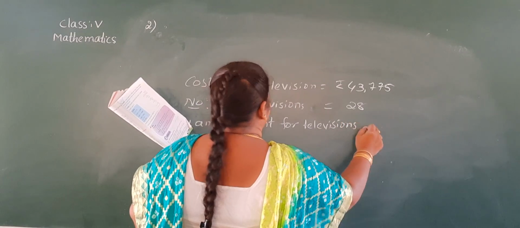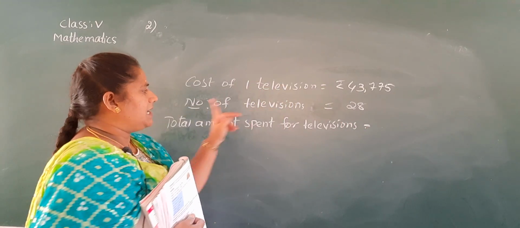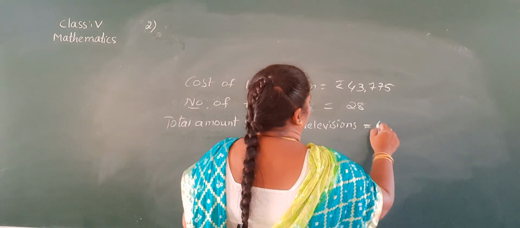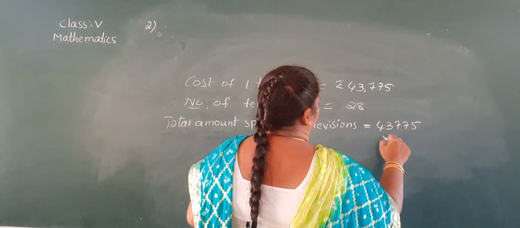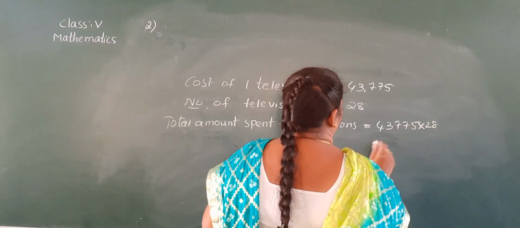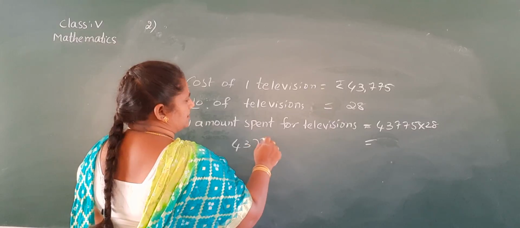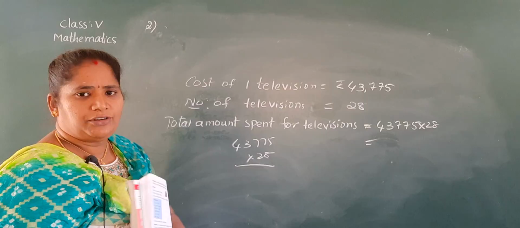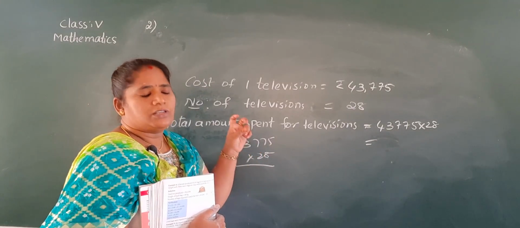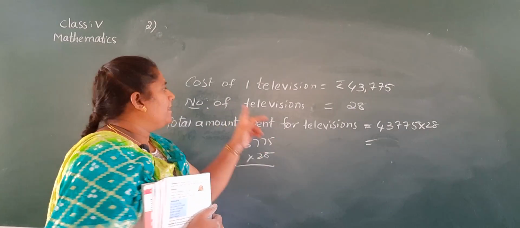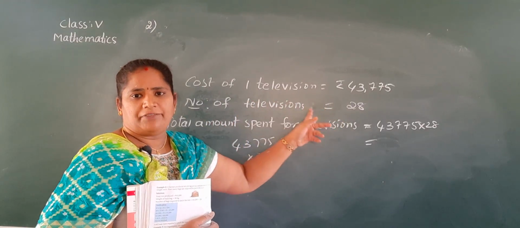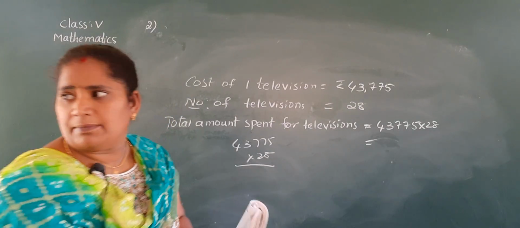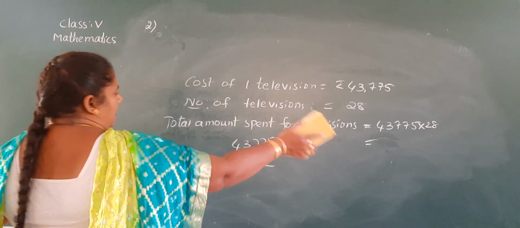We will write the 3 steps only, Nana. Cost of one television and number of televisions and total amount spent for televisions equal to, you do the multiplication into 28. You do this multiplication on the side and write the answer here. Is it clear to you? It's a very easy problem, children, so you have to do it in the homework book. Cost of one television, number of televisions and total amount spent for televisions. Do the multiplication and write the answer there.